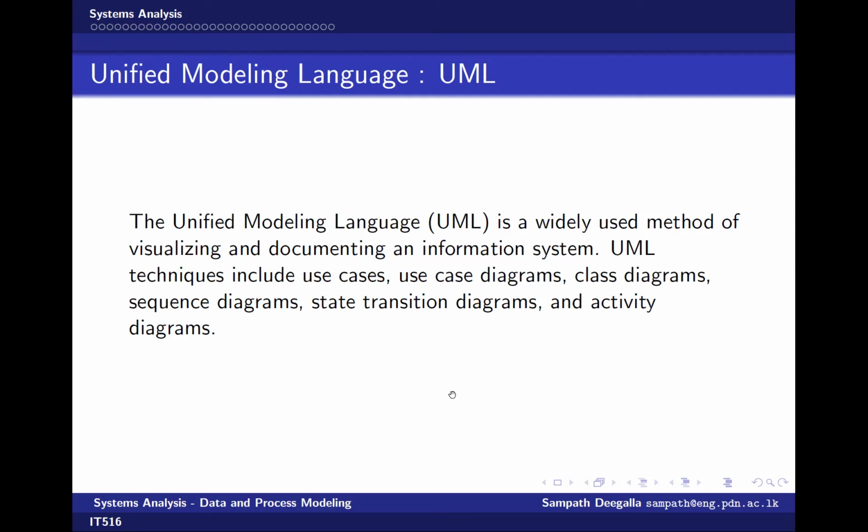And these consist of use case diagrams, class diagrams, sequence diagrams, state transition diagrams, and finally activity diagrams. So what we are going to discuss here is these different representations, where each will capture different aspects of the modeling.